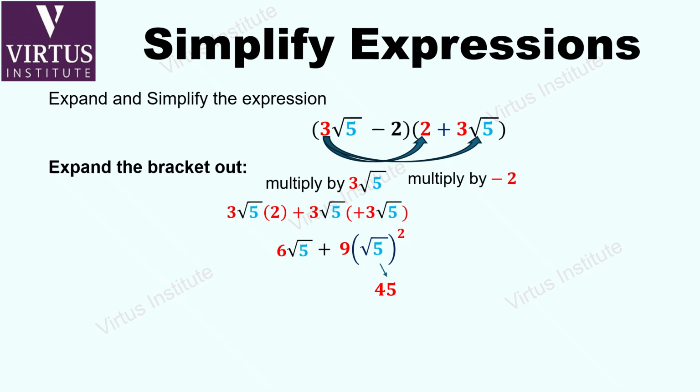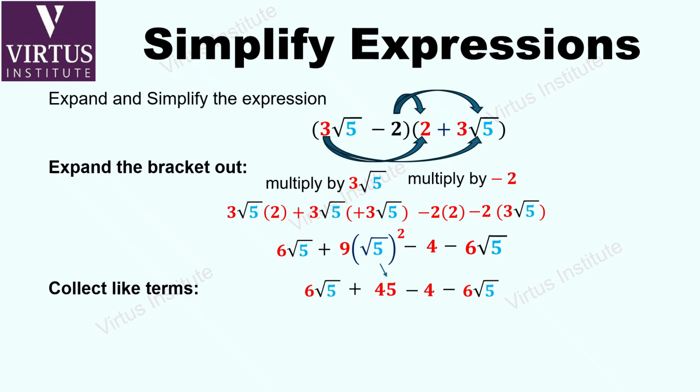Next, multiply -2 by both terms in the second bracket. -2 multiplied by 2 becomes -4. And -2 multiplied by 3 square root 5 becomes -6 square root 5.